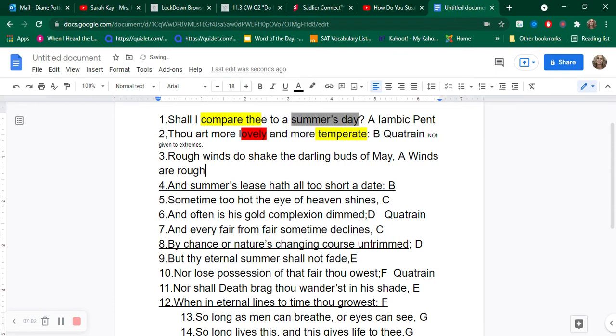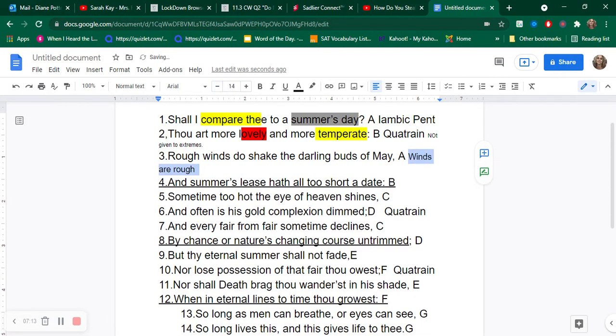And summer small. I want to make it small. Sorry, I do want to make my notes smaller so they do not get confused with the text of the poem. I'm going to make that smaller. Okay. Winds are rough. Summer is short.